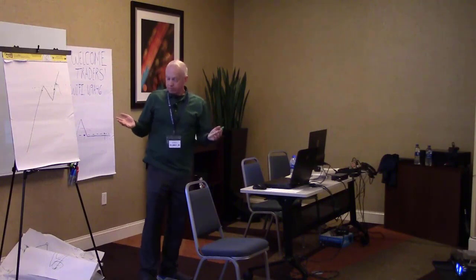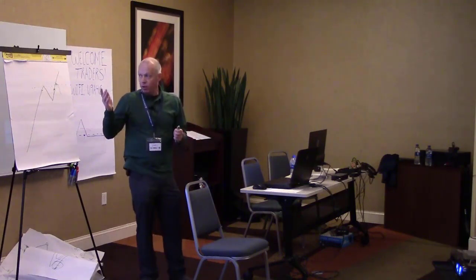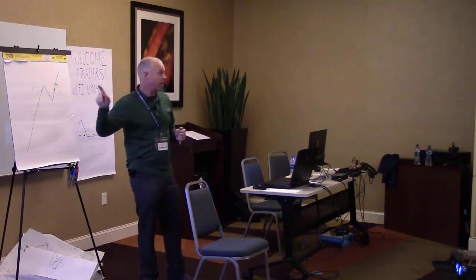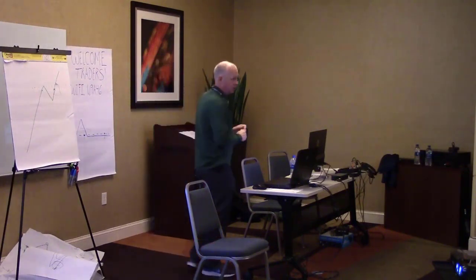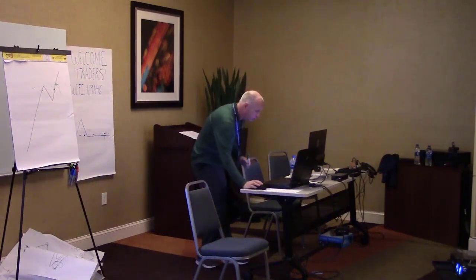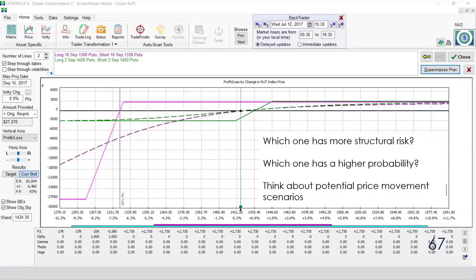Now, assuming I've adjusted my position size, this trade has a lot less risk in it than the other trade. If you compare the two, we have this. If I trade this trade with that amount of money, technically I'm safer. Now, which one has a higher probability?